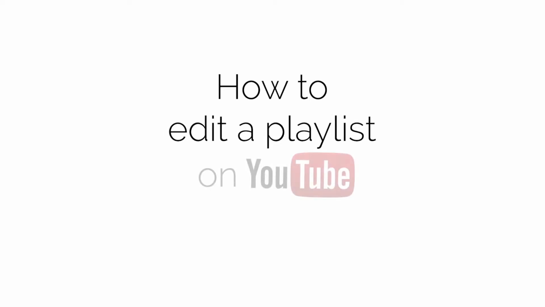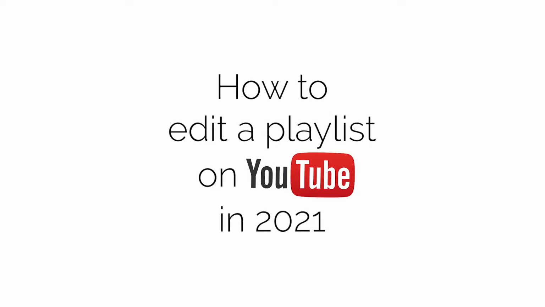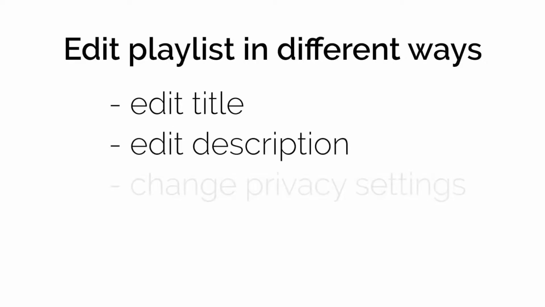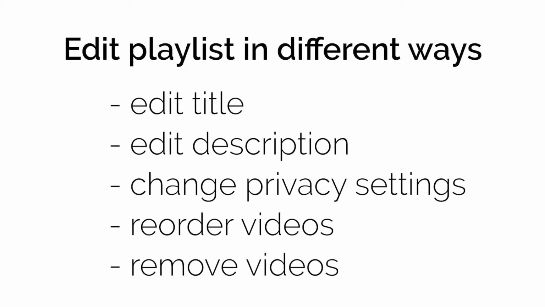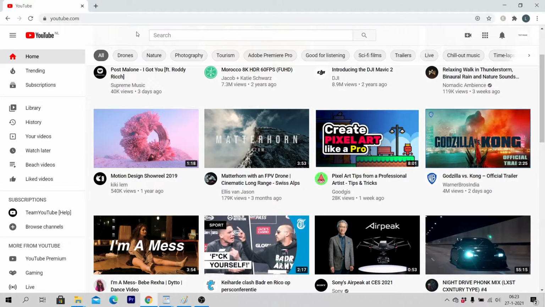In this video, you will learn how to edit a playlist on YouTube in 2021. You can edit a playlist in different ways. You can edit the title, edit the description, change the privacy settings, reorder videos, and remove videos. On the left side of your screen, select one of your playlists.